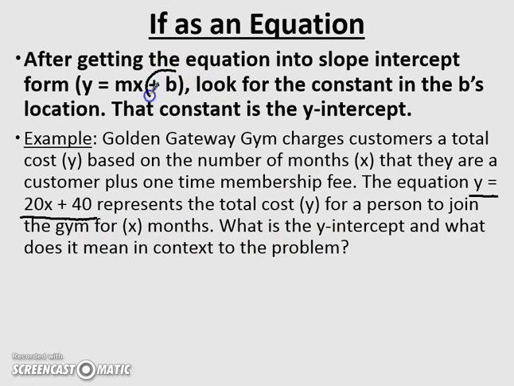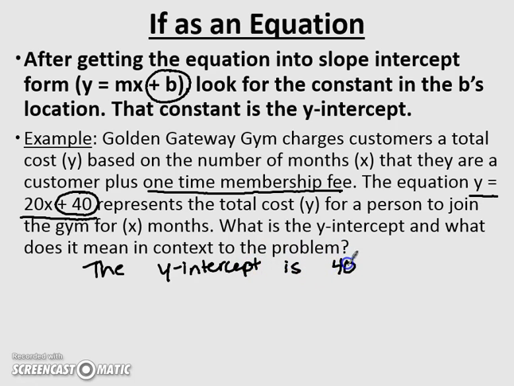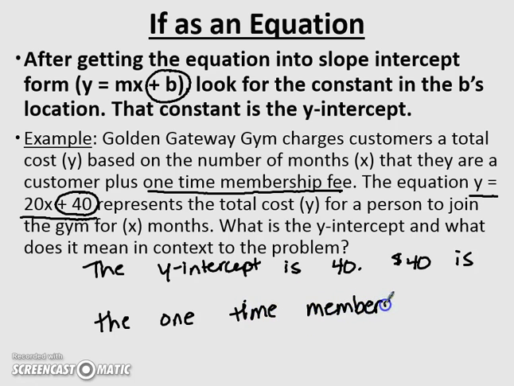So remember, the y-intercept is always the added amount. So at the end, it's adding $40. That is the one-time membership fee. So the y-intercept is 40. $40 is the one-time membership fee that customers must pay.